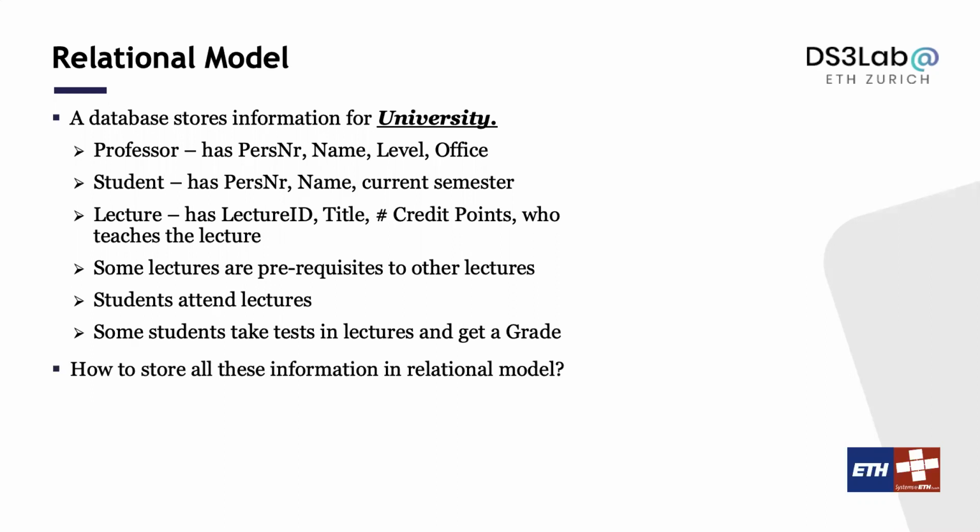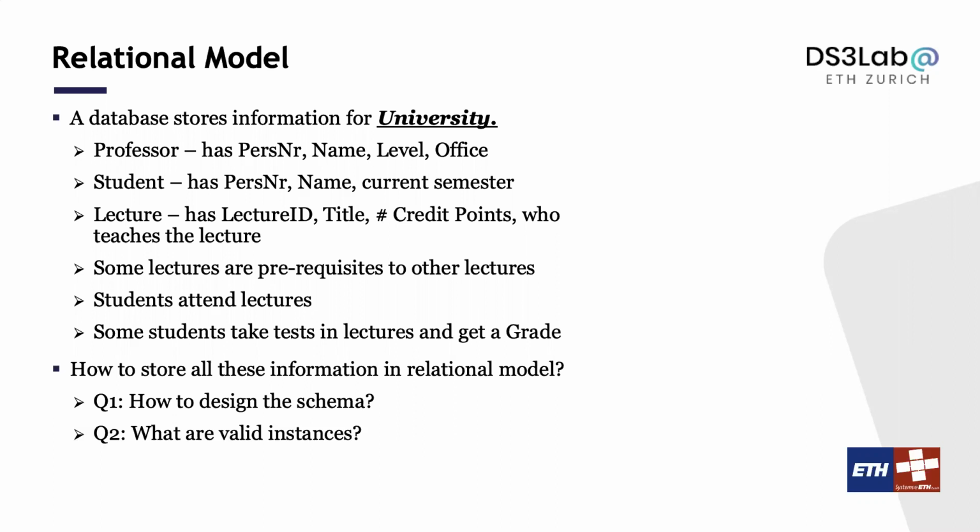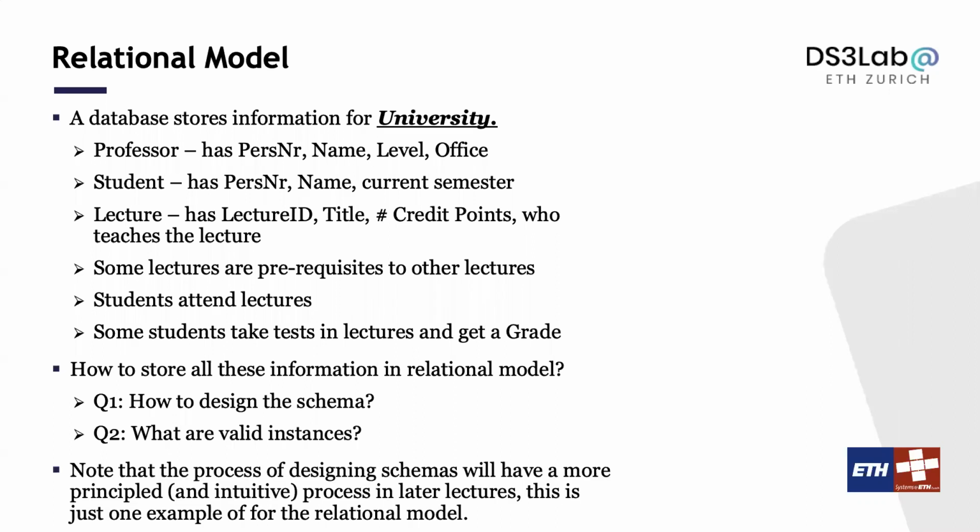So assuming this is all the information that we want to model, that we want to store in our university database, how can we store all the information, or model all this information, using a relational model? So there are multiple questions here. The first one is how to design the schema. And the second is, what are the valid instances that I could put into a database with that schema? And we are going to use the example to try to think about these two questions.